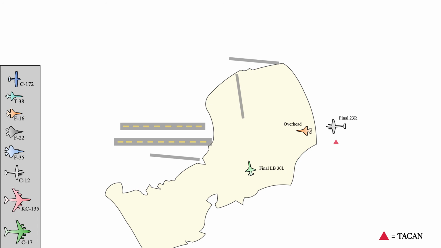We have a T-38 on final for lake bed runway 30 left. And then we have an F-16 in the overhead for runway 23 left. And then we have the C-12 on final for 23 right. These are all conflicts. And I'm curious, I'm not going to tell you how to figure this one out or what I would say. I just want you to think about what you would say. I want you to think about what your conflict points are going to be and how you would tell aircraft about these other aircraft, or even if you have to.